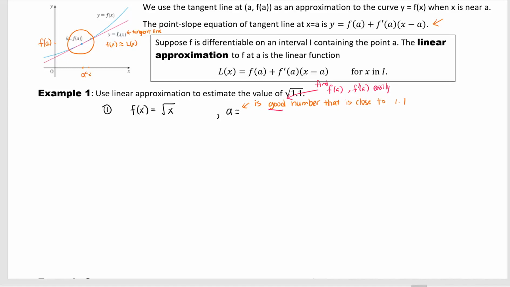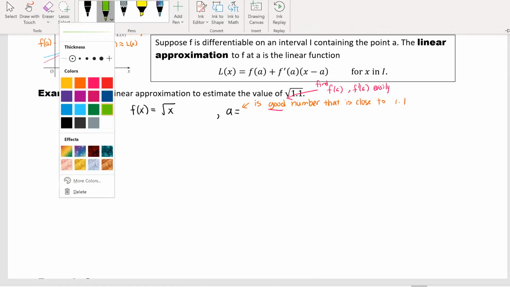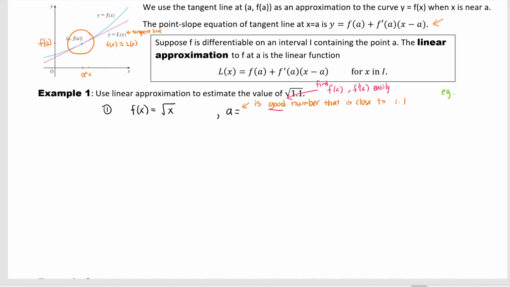For example, if you have square root of 15, what's your a? Well, what is a good number close to 15 such that you know the square root of that number? Well, that's 16, right? Because you know square root of 16 is 4, so we know it. How about cube root of 30? Well, what's your a? Cube roots. I know cube root of 27 is 3, so a is 27.